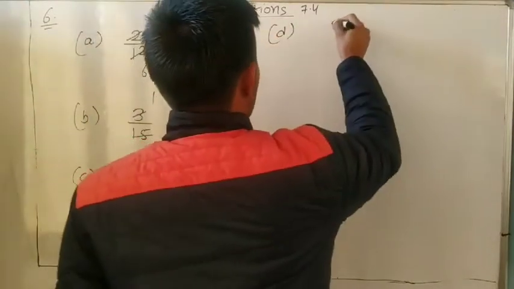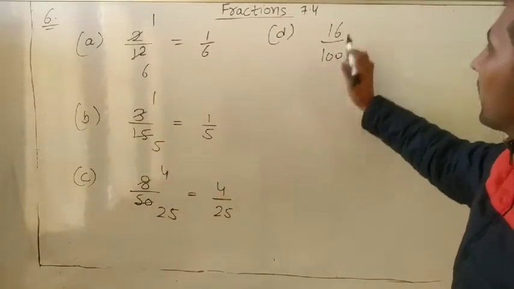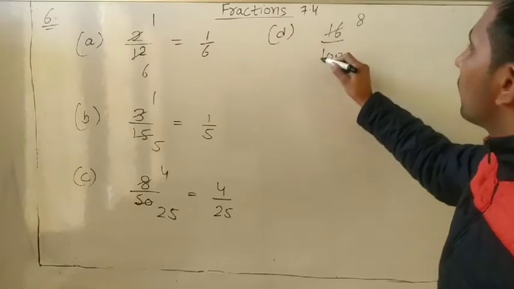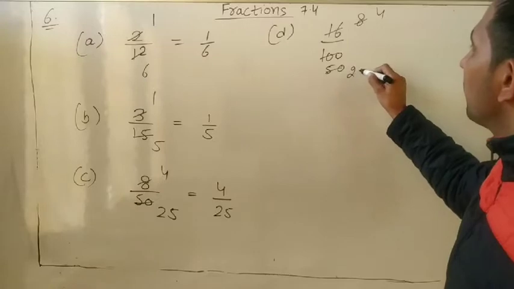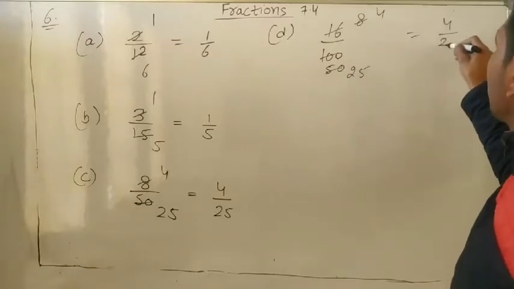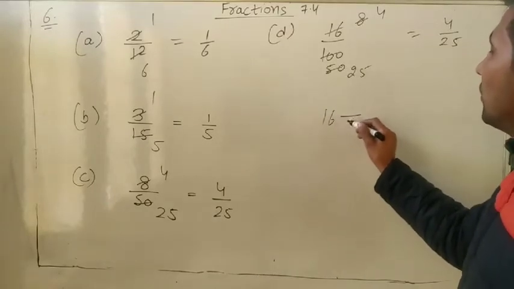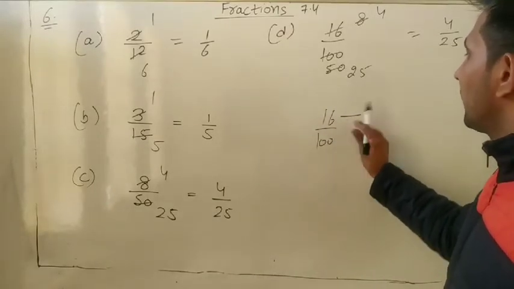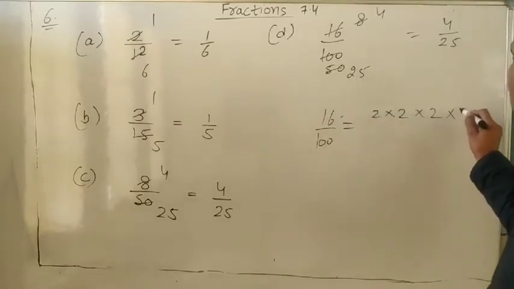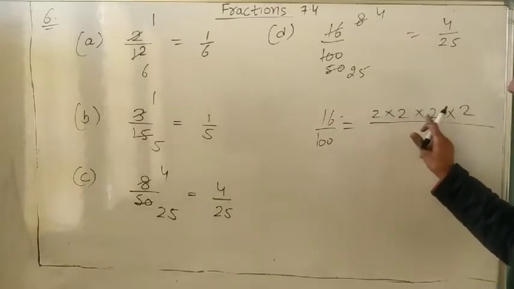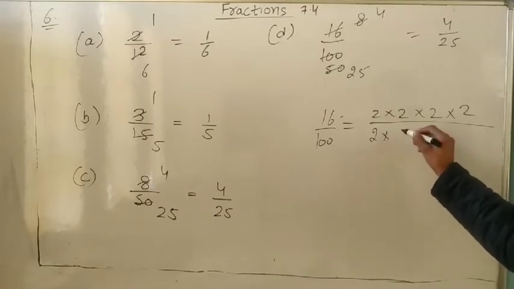D is 16 divided by 100. Any common factor? Yes. Otherwise you can cut directly: 2 eights are 16, 2 fifties are 100, then 2 fours, 2 twenty-fives, so 4 upon 25. Otherwise you can write it like this: 16 equals 2 into 2 into 2 into 2, since 2 into 2 is 4, 4 into 2 is 8, 8 into 2 is 16. We already learned this. And 100 is 2 into 5 into 2 into 5.